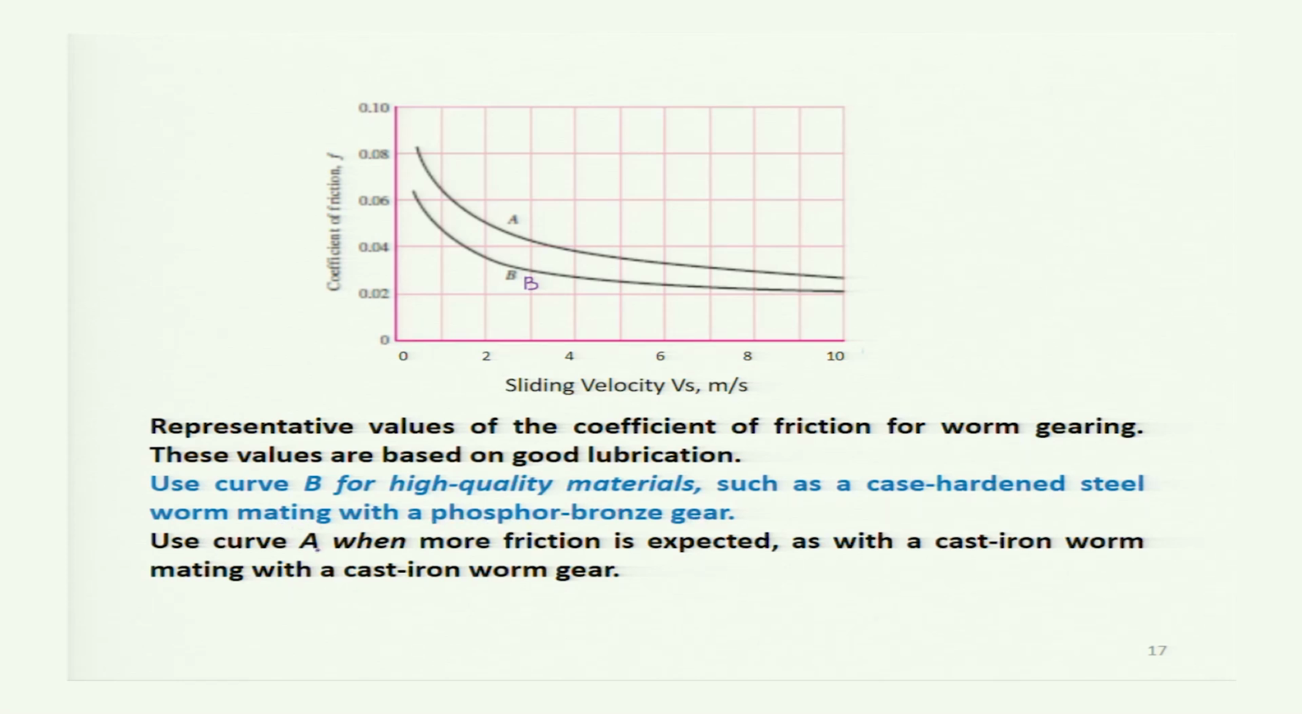Use curve A when more friction is expected, as with a cast iron worm mating with a cast iron worm gear. So it is obvious that for a particular pitch line sliding velocity, if the mating materials are high quality, then the friction will be lesser. The coefficient of friction has a smaller value in comparison to the materials giving more friction, which is this one, higher than this.